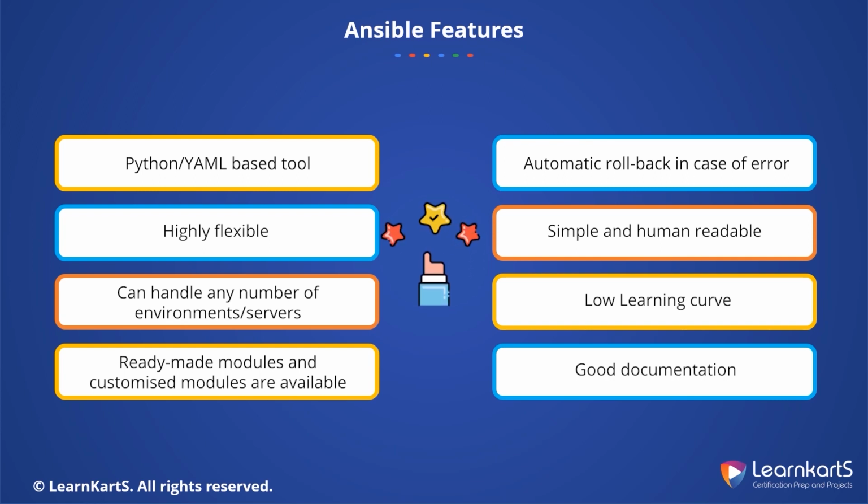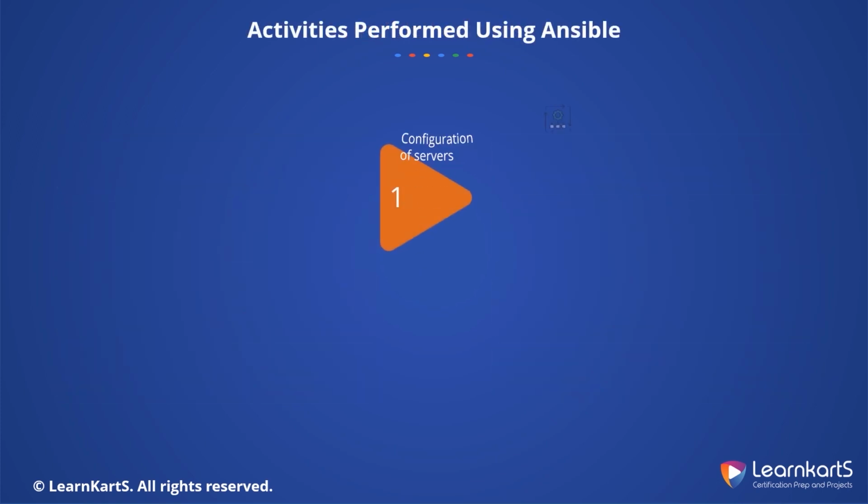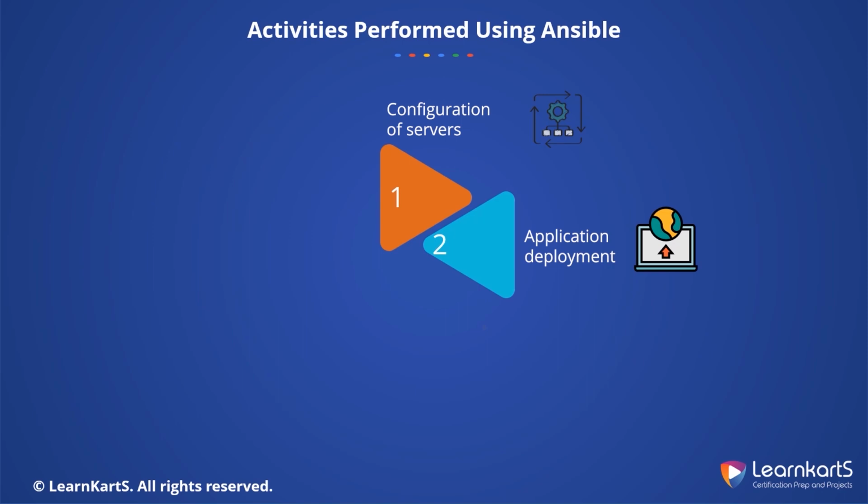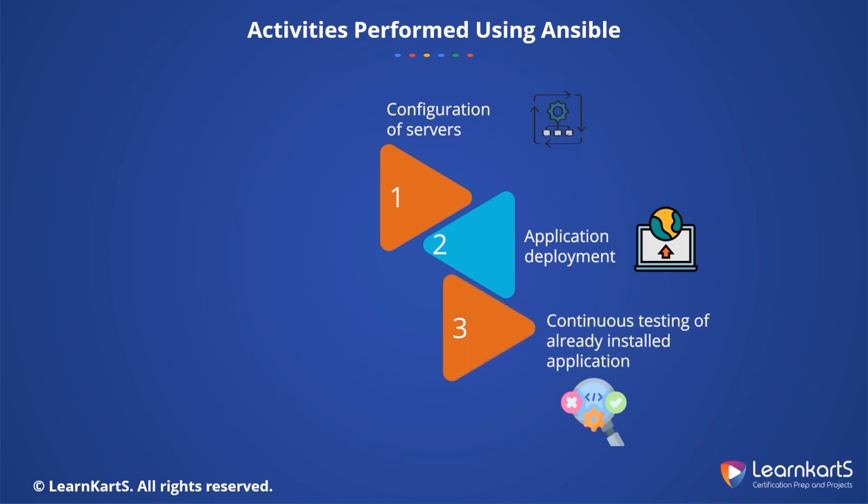Now, Ansible is going to take care of a lot of activities. First, it takes care of the configuration of servers. If you have bare metal servers or virtual machines, it can help you configure them. Application deployments: after DevOps, Ansible is used a lot for application deployment. Earlier it was confined to server configurations, but after the DevOps world it started being used for software configuration also. It's helpful for continuous testing of already installed applications. If you want to run some test cases remotely on some machine, that's something we can do with the help of Ansible.